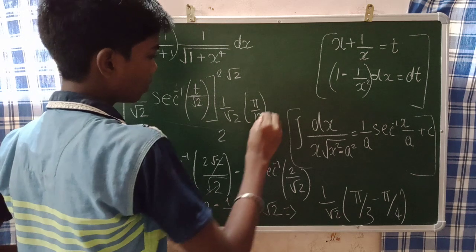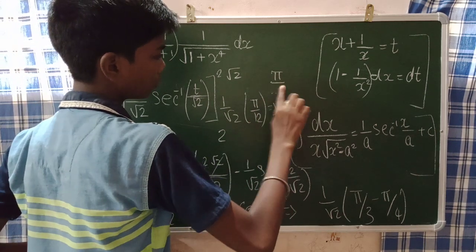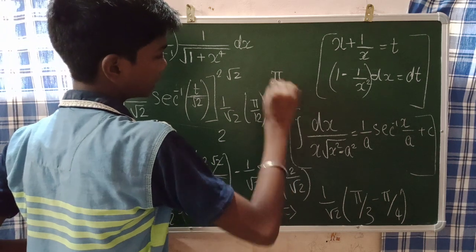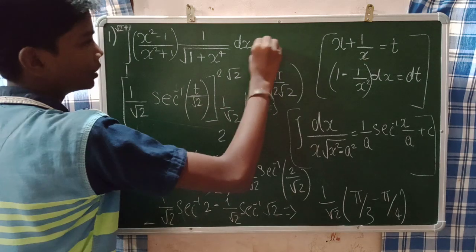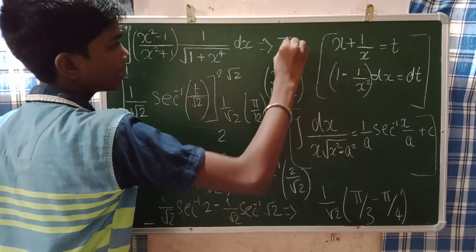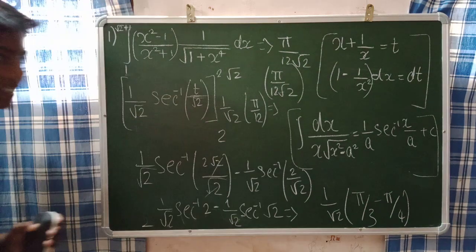So that is equal to what? That is equal to pi by 12 root 2, and that's the answer for this question. So the answer is pi by 12 root 2. What a beautiful question, guys.